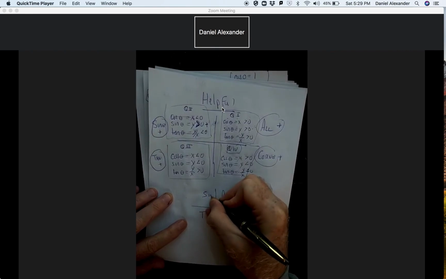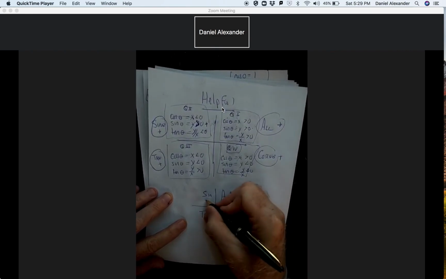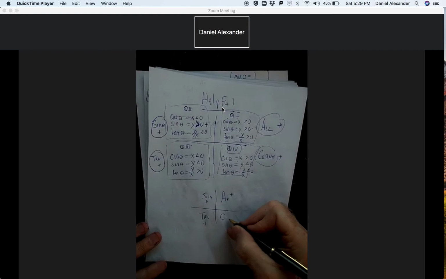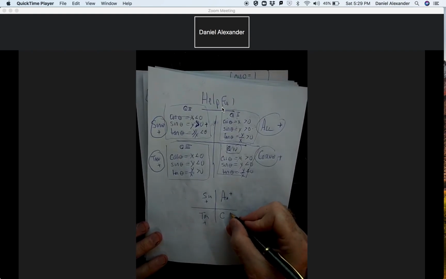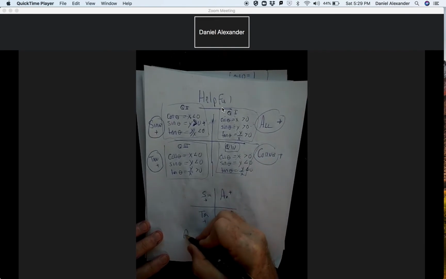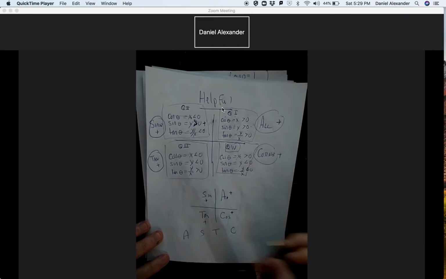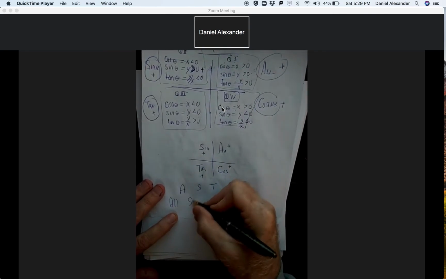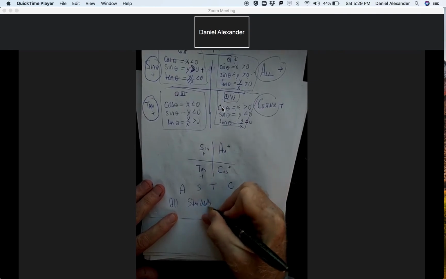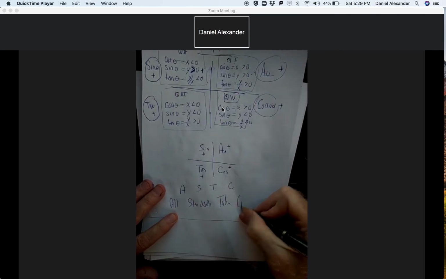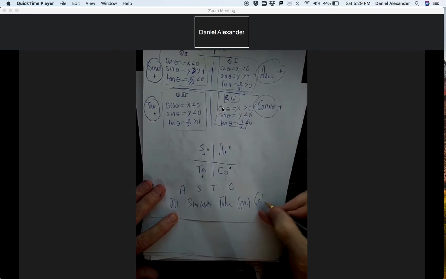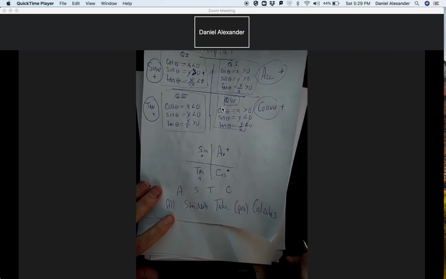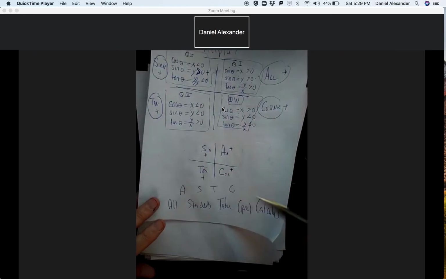The sine is the only one that's positive. The tangent is the only one that's positive. And the C is the only one that's positive over here, cosine. Okay. Now, there's a way to remember that A, S, T, C. The traditional way is all students take calculus, but I like this version. All students take pre-calculus. So that applies better to us. So again, this is just a way to remember when sine and cosine are positive. I think we're ready to go.